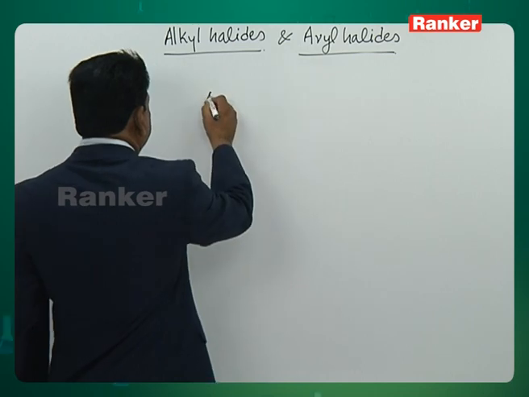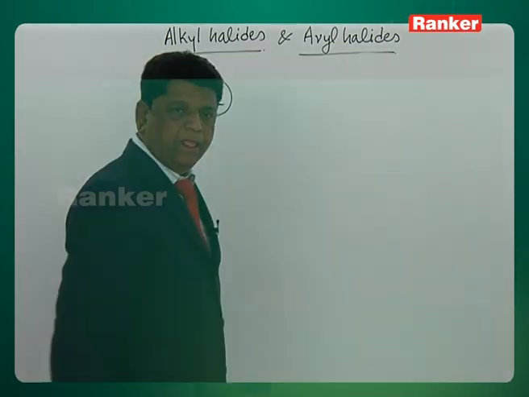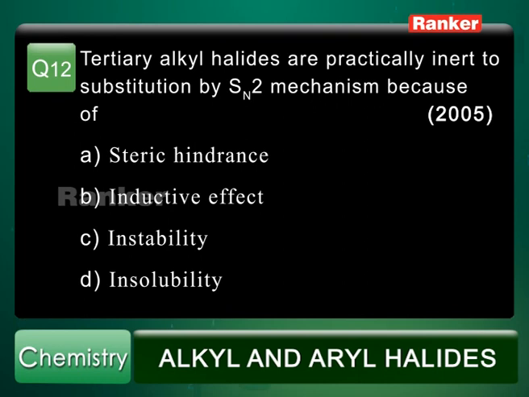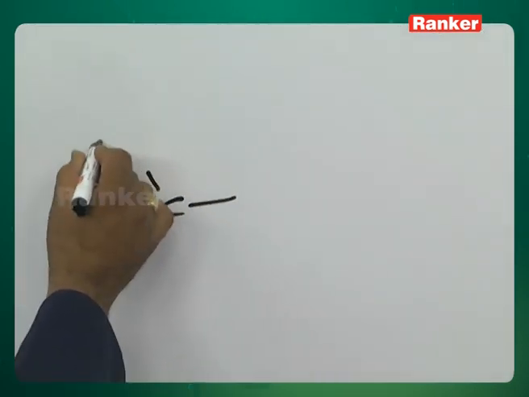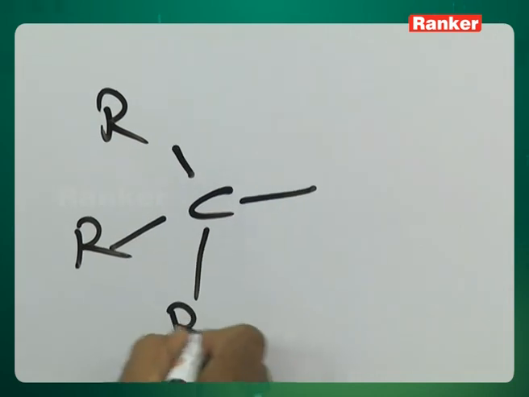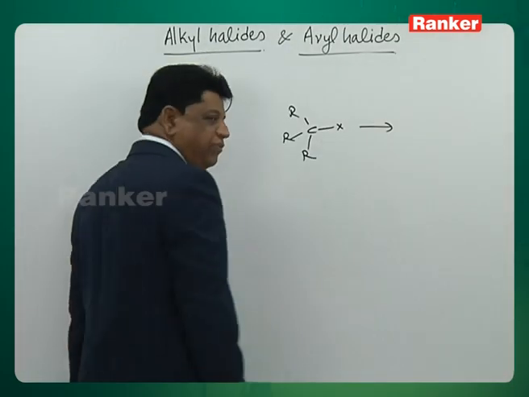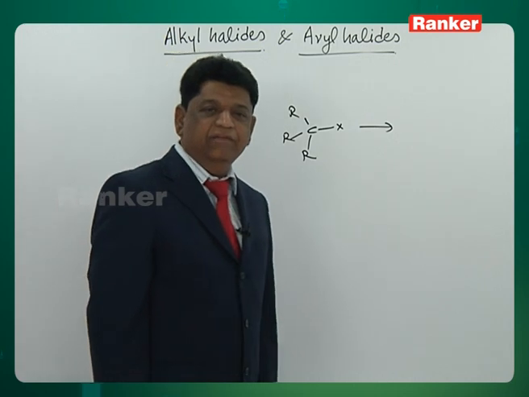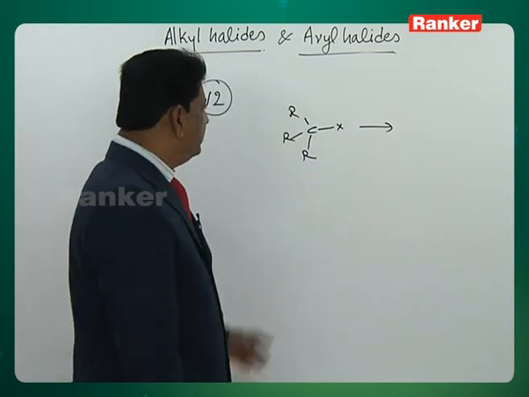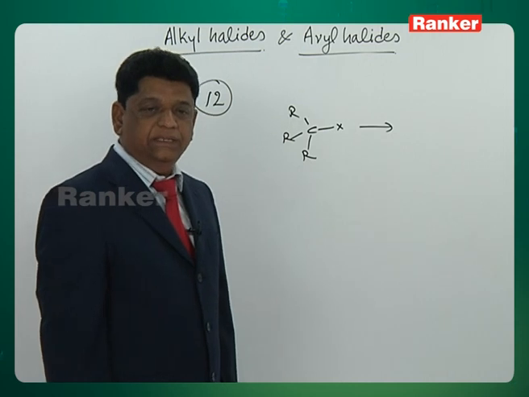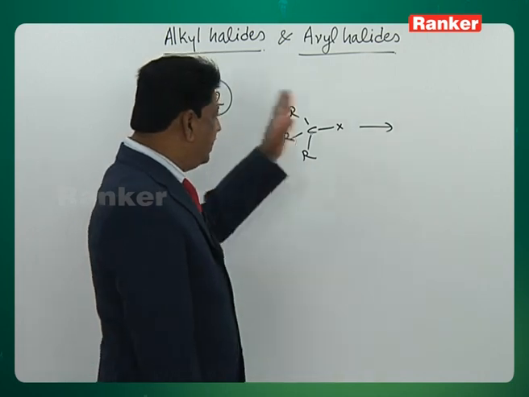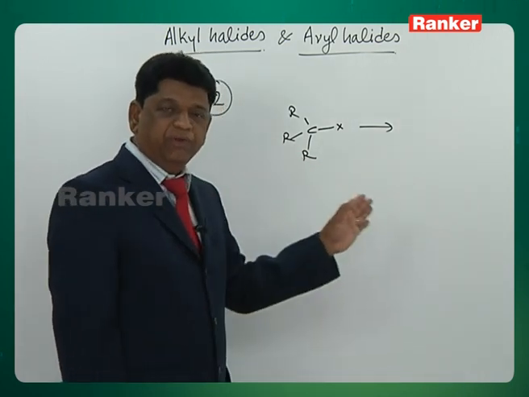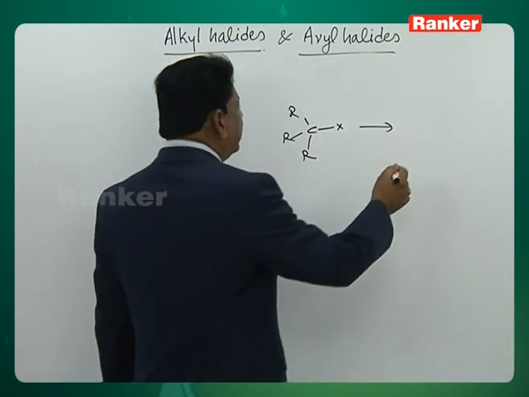So let's go to the next question, 12th question. Tertiary alkyl halides are practically inert to substitution by SN2 mechanism because of... actually, tertiary alkyl halides undergo faster reaction, but what mechanism? The mechanism is SN1 type of reaction. But here it is asked with reference to the SN2 reaction. The tertiary alkyl halides will almost not undergo SN2 reaction; it is not possible on the tertiary compound because back attack is totally closed. So therefore, it prefers to undergo through carbocation and then the reaction takes place.